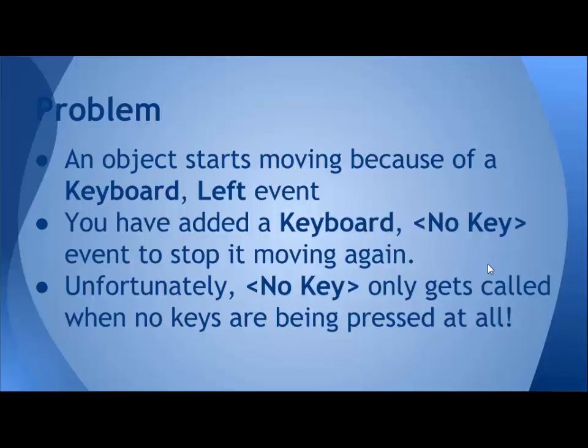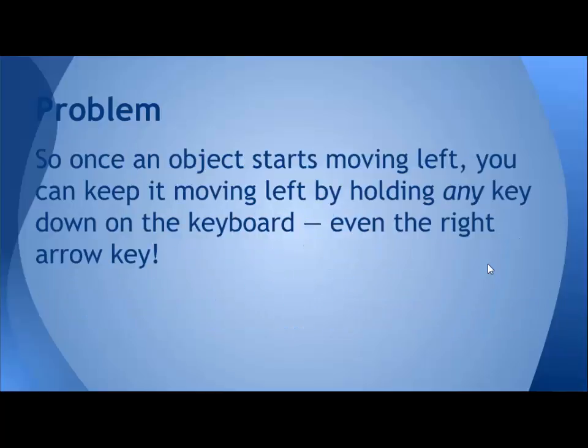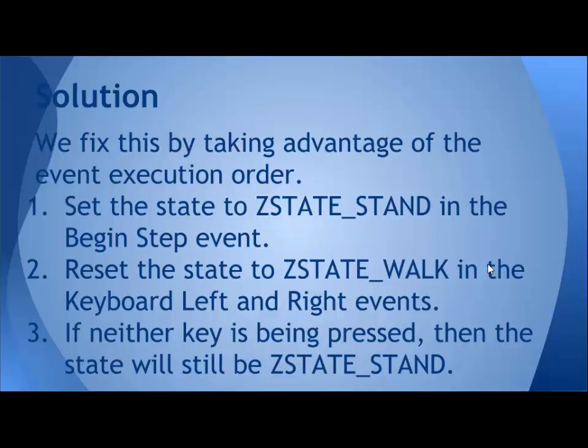We've kind of avoided that problem, or just ignored it I guess, in other games. But this is where we have to fix that problem. So once an object starts moving left, you keep it moving left by holding down any key on the keyboard, even the right arrow key. If you press the left key down, you press the right key down, and then lift up on the left key, it's still going to go left, even though you're hitting right. So how do we fix this?